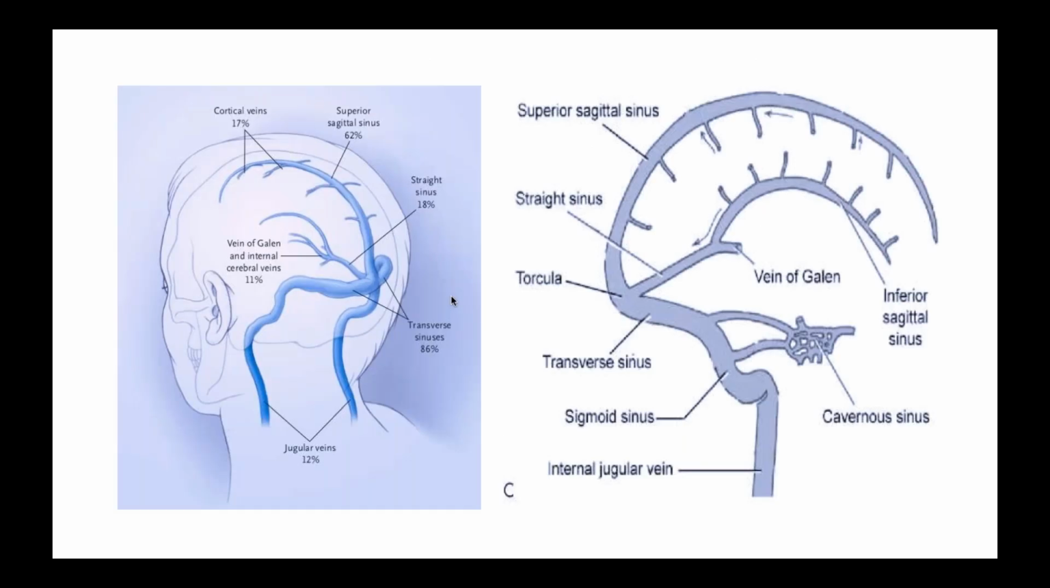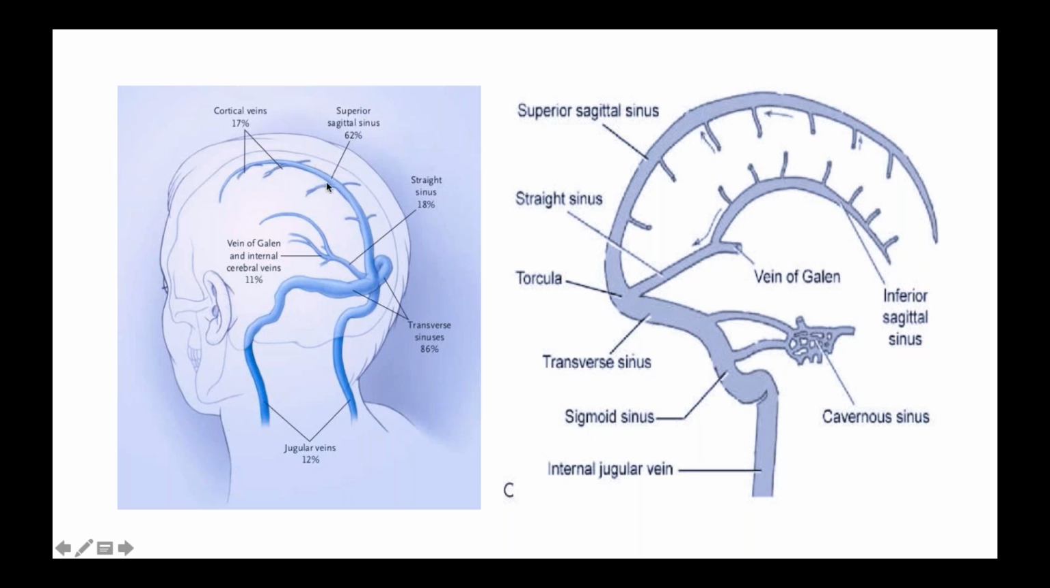Now, just a little word about the venous system. I hope you all know about the superficial and the deep system. So two venous systems are there, superficial and deep. How is the superficial venous system arranged? There are cortical veins that drain the cortical and subcortical areas, and they go medially towards the superior sagittal sinus. So this is the superior sagittal sinus, and all these are cortical veins.